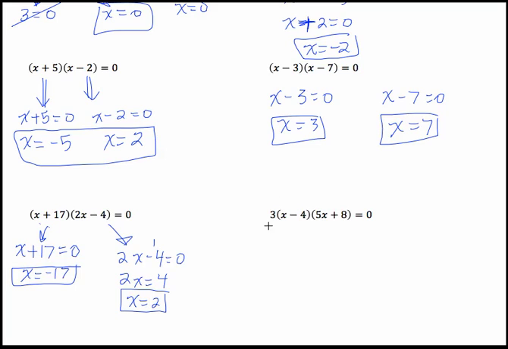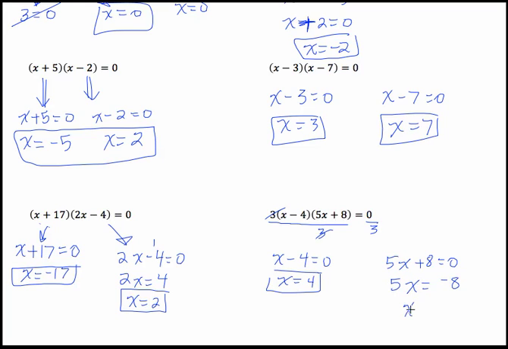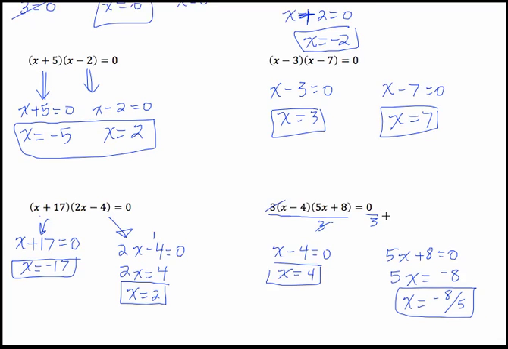Here, I would divide both sides by 3 to eliminate the 3 first. You don't really even need to show that step. So then we get x minus 4 equals 0, or 5x plus 8 equals 0. So x is either 4 or 5x is negative 8. So x is negative 8/5. And those are the two answers to that equation.